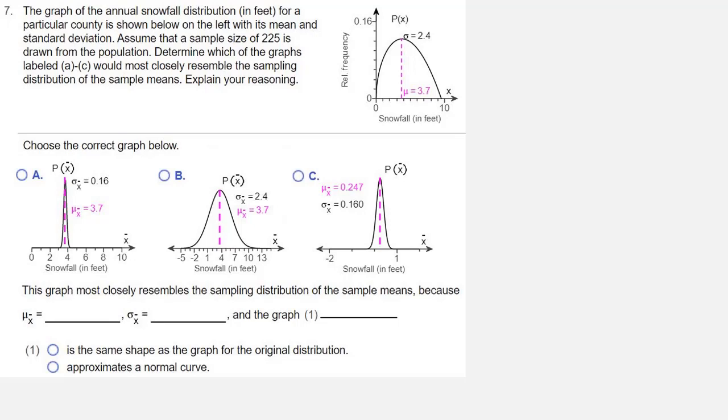Explain your reasoning. The original distribution we get is not bell-shaped, but it has a mean of 3.7 and a sigma value of 2.4. So we're supposed to choose the correct graph below.